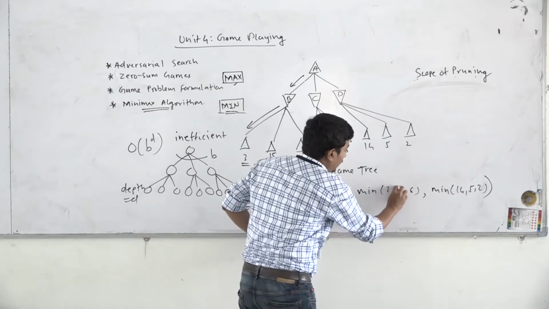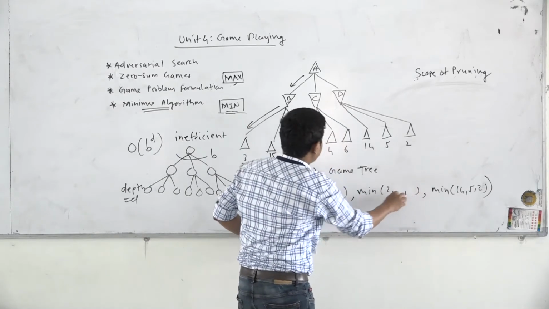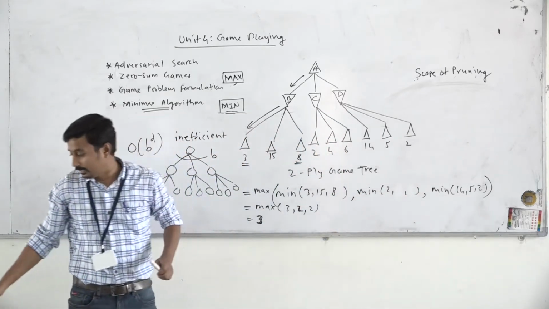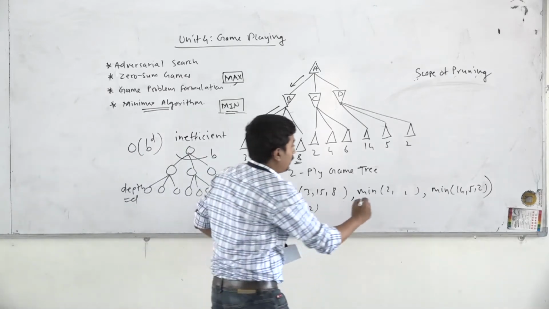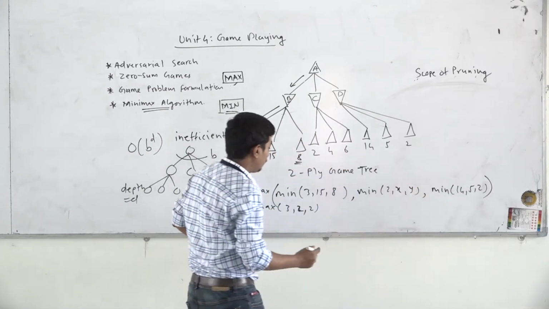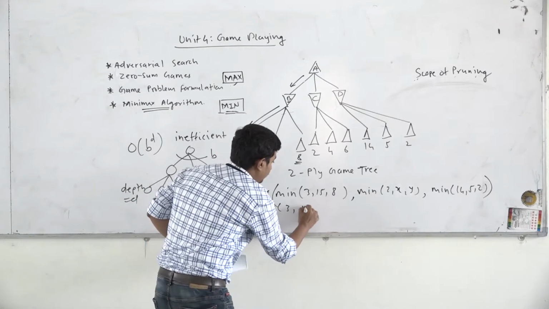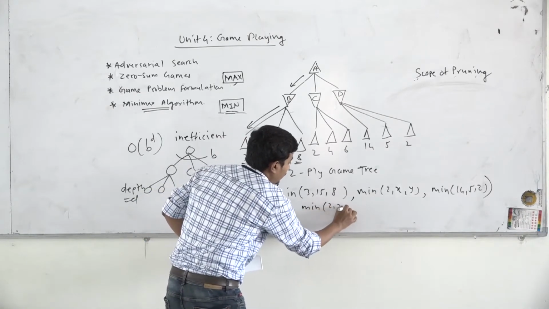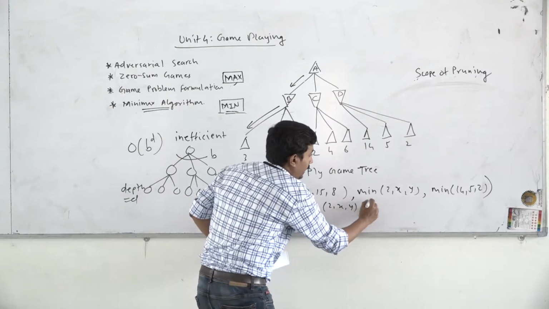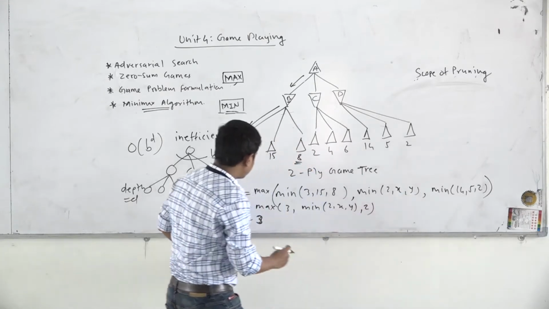Consider we have not explored these two nodes. We have not visited 4 and 6, so their values are unknown. Let us continue with the algorithm. This function will remain min(2, x, y), and the min of that is 2.